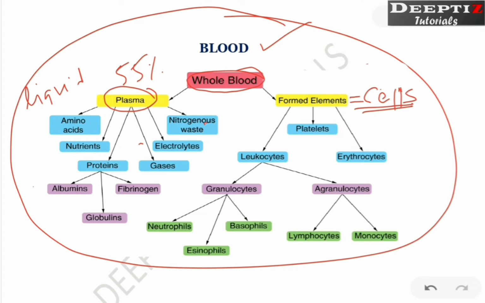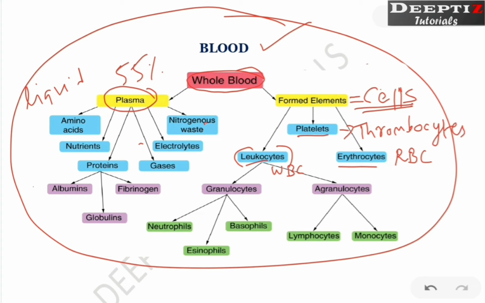How many types of blood cells are there? Leukocytes. What is the meaning of leuko? That is colorless. Another name for leukocyte is WBC. What does WBC stand for? White blood cell. Now erythrocytes. Erythrocytes are the biological term for RBC. What is RBC? Red blood cells. Now what are platelets? These are also termed thrombocytes. So these are platelets.